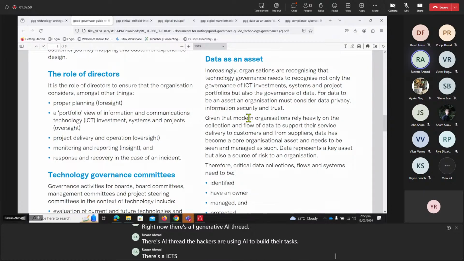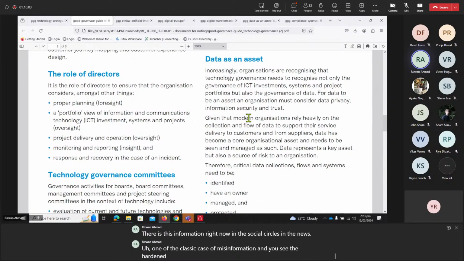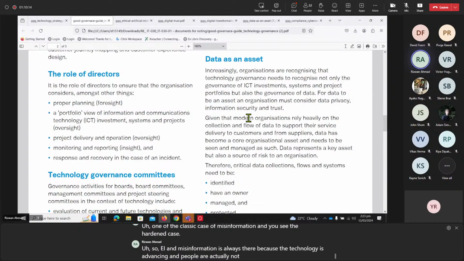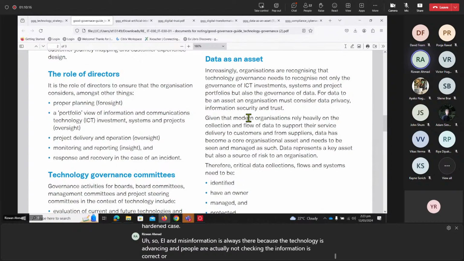There's AI in the field. There's misinformation right now in the social circles, in the news. One of the classic cases of misinformation is the Ardern case. So AI and misinformation is always there because the technology is advancing and people are actually not checking whether the information is correct or wrong.